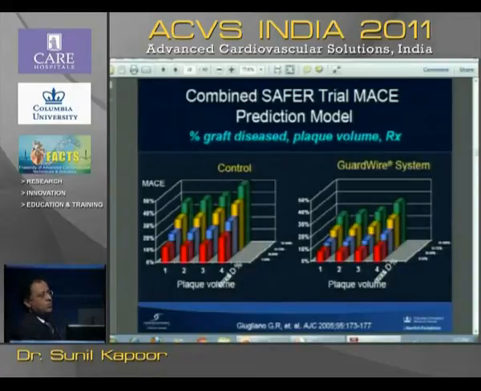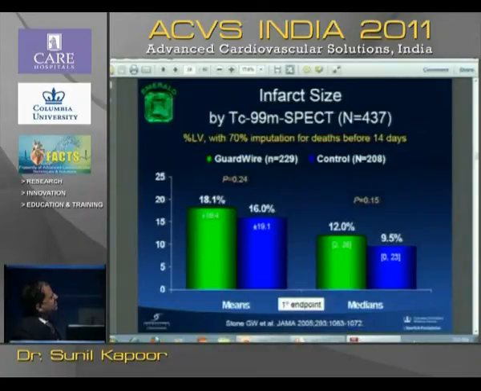Now this is a prediction model where the plaque volume dictates the results. So if there's more plaque volume, then you get worse results, and that is where the GuardWire helps most. So whenever the plaque volume is high, when the lesion is longer, there's a big mass which you are able to see, then I think it's more imperative that you use a protection device. Next slide. Now infarct size, again the GuardWire and the control. This is actually a paradox where they found that the infarct size was not much different in these two. Next slide.